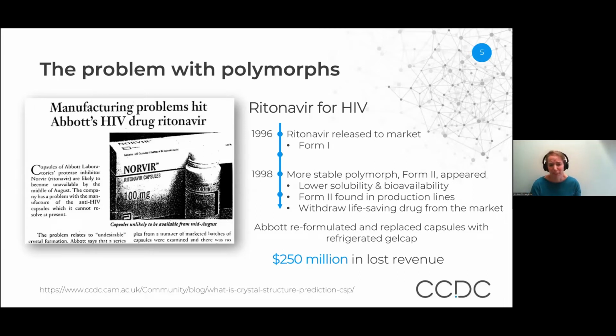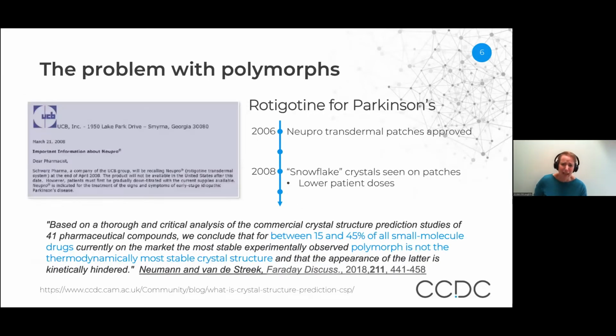They replaced these capsules with a refrigerated gel cap in Form 1, but by then they had lost $250 million and people couldn't access this really important drug for a long period of time. That was in the 90s. It happened again in the noughties with rotigotine for Parkinson's disease.